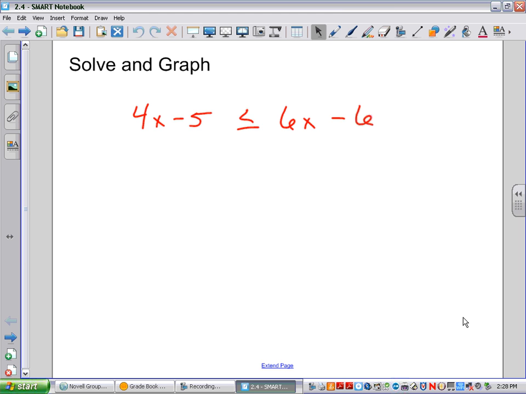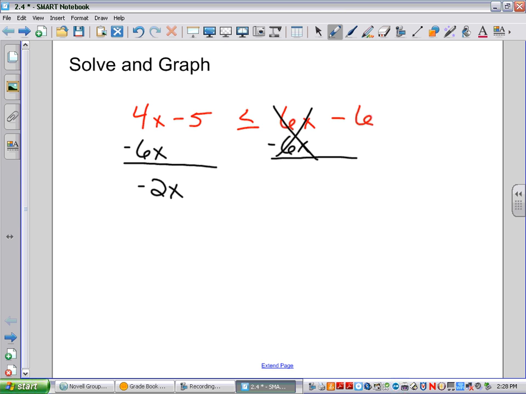Let's solve it first. I want my x's to be over on the left. I'll repeat that. I want my x's, my variable, to be on the left. So I'm going to subtract 6x from both sides. Now I could have very easily subtracted 4x from both sides, but that puts my variables over on the right. I want them on the left. So I can mark out my opposites. 4x minus 6x. Negative 2x minus 5 is less than or equal to negative 6.